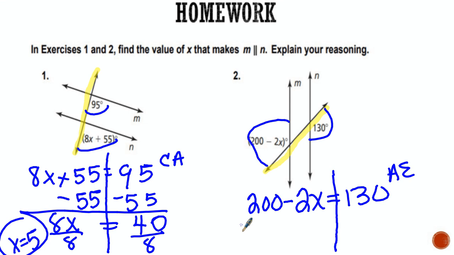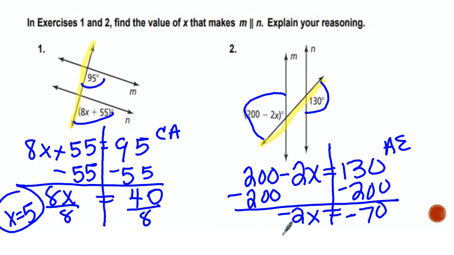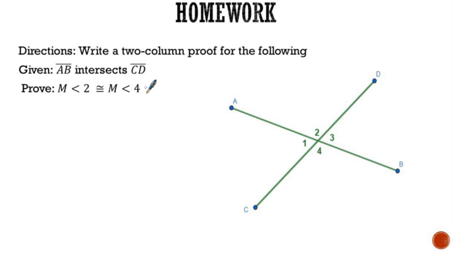I'm going to draw my line and solve the equation the way we've been practicing how to solve them in class. And then I get negative 2x equals negative 70. And then we're going to divide this by negative 2, divide this by negative 2, and x equals 35. And we are finished with that one. All right, let's go ahead and go to the next one.